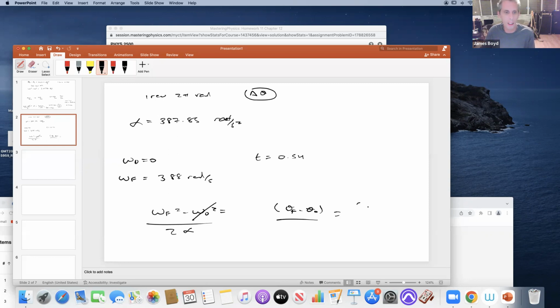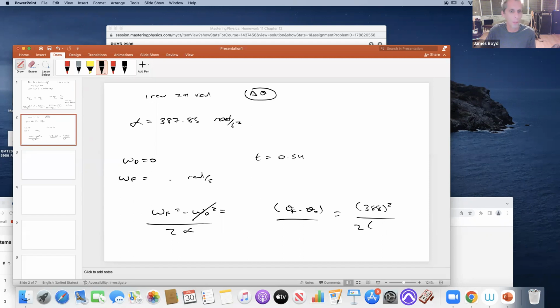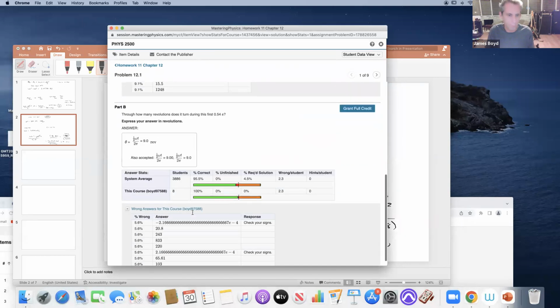This goes away. I get 209.44 squared over 2 times 388, or 387.5. I'm just going to use that. 209.44 times 209.44 divided by 2 times 388. I get 56.527 radians. But I want revolutions. There are 2 pi rad per revolution, so divide that by 2 pi. And we get basically 9 revolutions. I get 8.999. So 9.0 if we round.